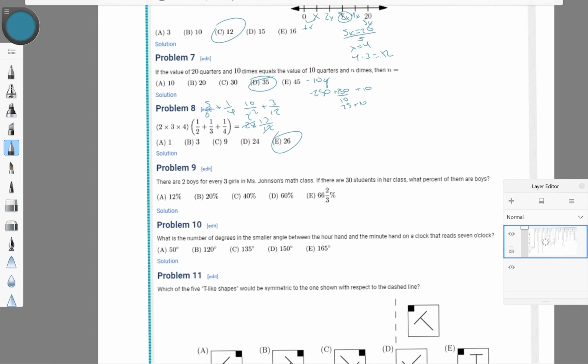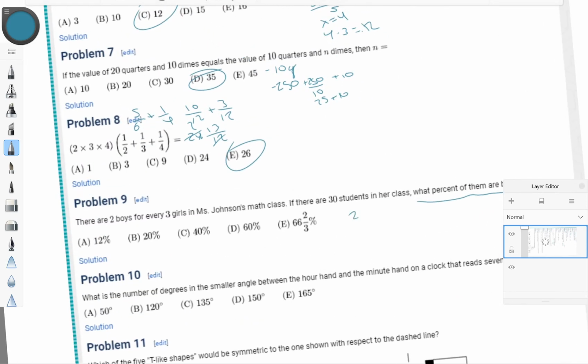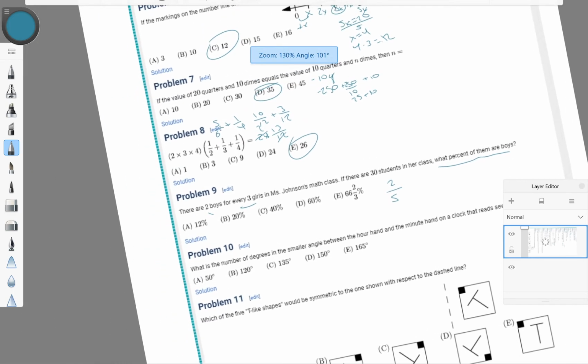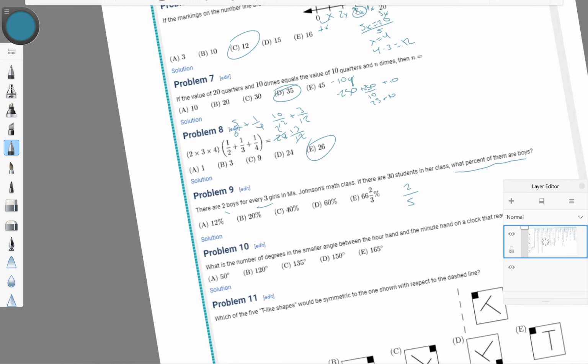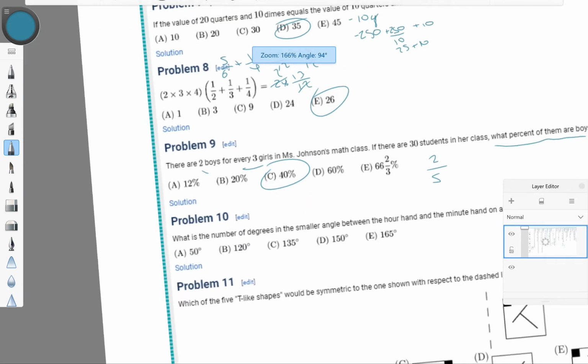There are 2 girls for every 3 boys in Miss Johnson's class, and it's asking for the percent. So the percent will always be the same. It's 2 divided by 5 because it's 2 plus 3, right? Because it's not asking for the percent of boys to girls, it's asking for the percent of the total class who are boys. 2 by 5 is equal to 40%.